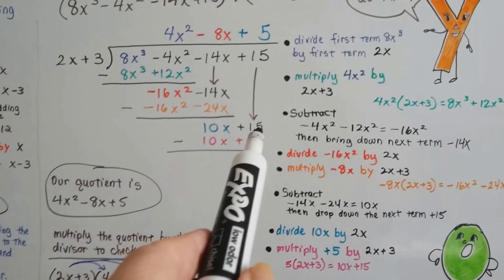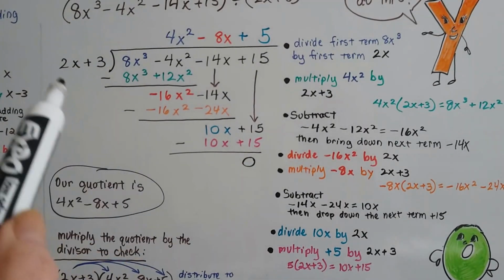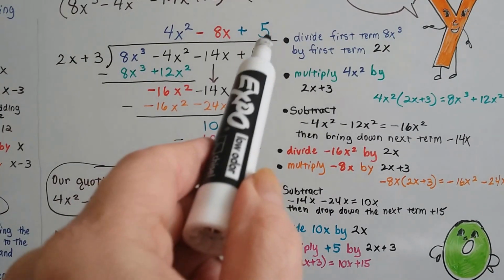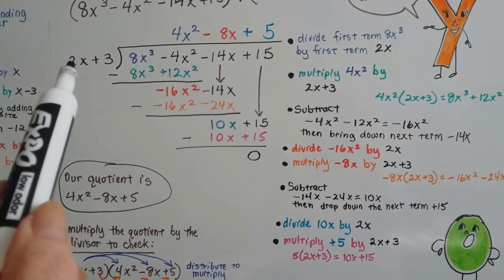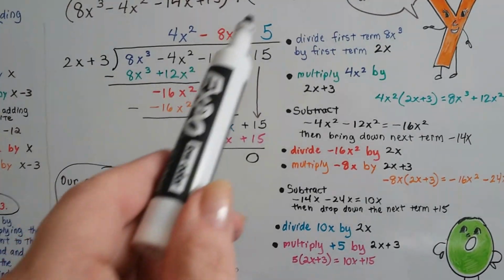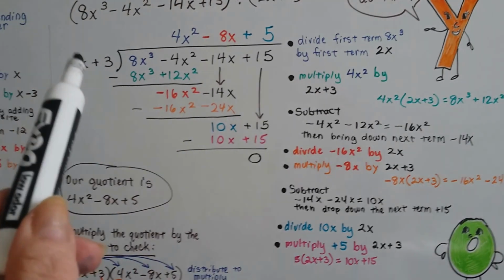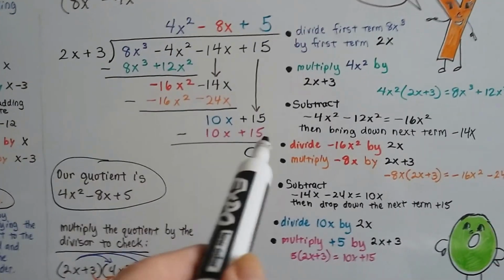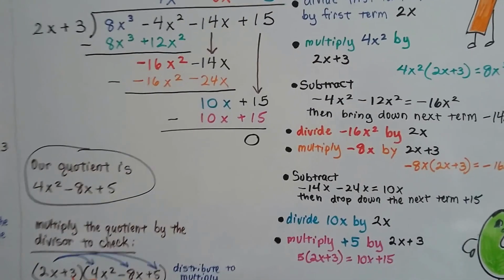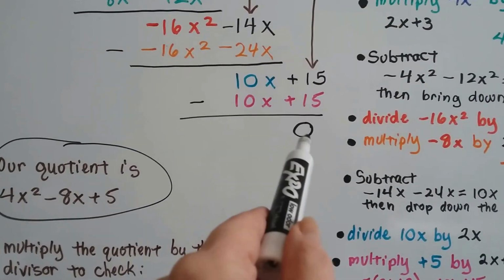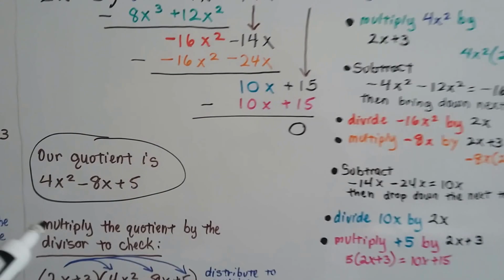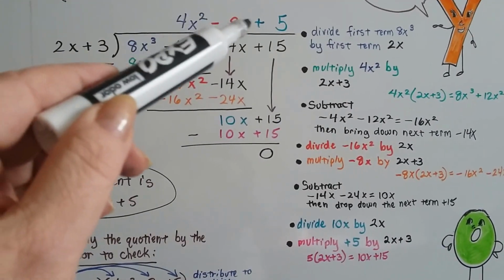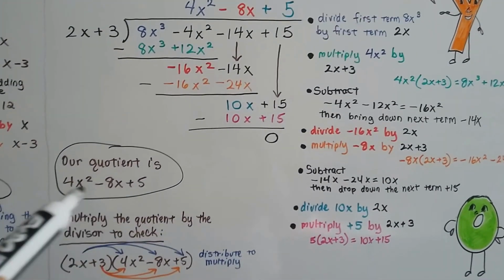So now we've got 10x plus 15. Now we say, how many times can this first term 2x fit into the 10x? 5 times. 5 times 2x is 10x. So we're going to multiply 5 times 2x plus 3. We get 10x plus 15, and we write it down here, and we need to subtract it. And 10x plus 15 minus 10x plus 15 is a 0, so we have a 0 remainder. So our quotient turns out to be 4x squared minus 8x plus 5. See?